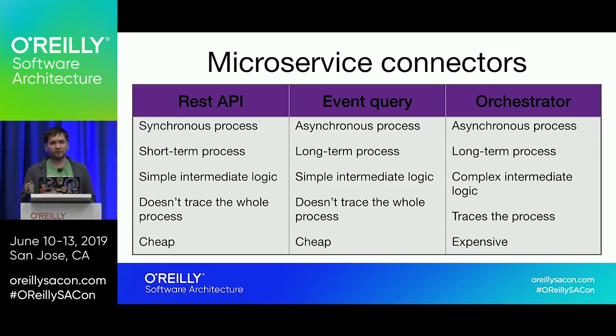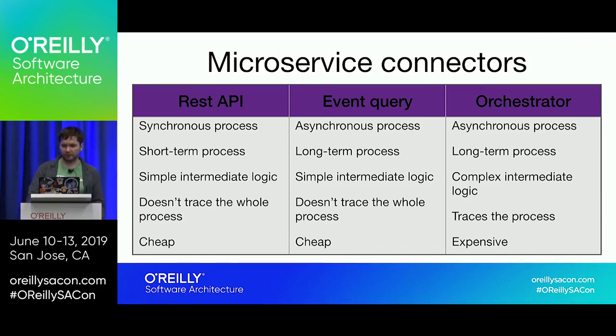Basically, REST API and event queue are good because they're cheaper options. It's harder to trace, but they're good for their cases. If you have long processes, you're better with an event queue. With short processes that are synchronous, API requests are better. But an orchestrator is extremely useful because it allows you to trace and build complex logic, and it's easier to debug your workflow.